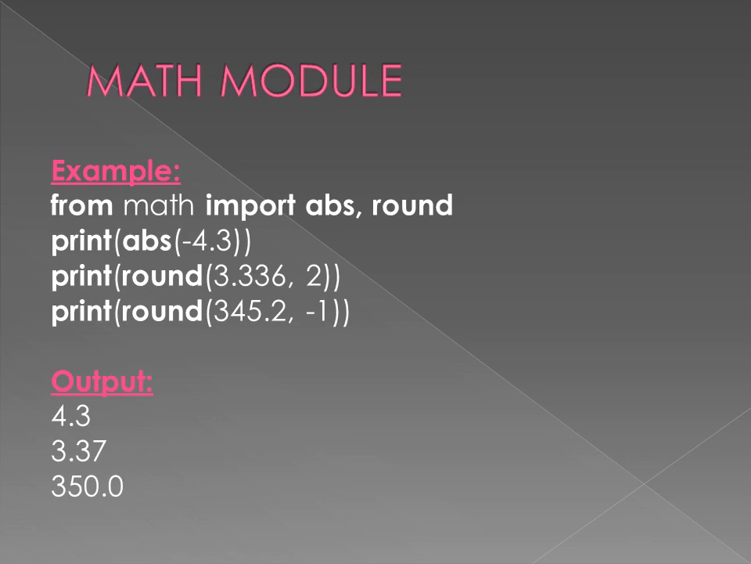Here are some other examples from the math module. Here we imported two functions, absolute and round, to show that we can import more than one function using one statement, with the names separated by commas. Here the absolute returns the positive value after converting the negative to positive, and the round function will give you the rounded off value either on the right or the left side of the decimal point.